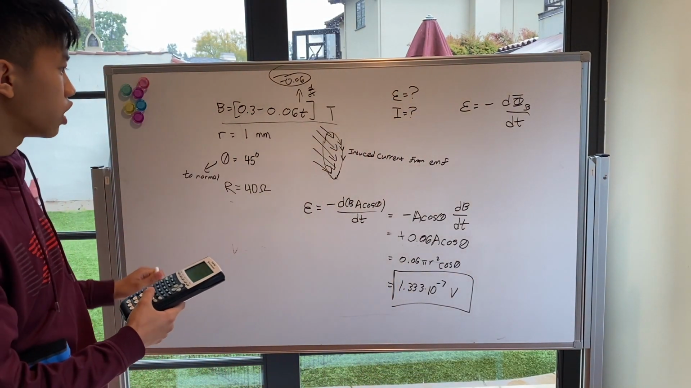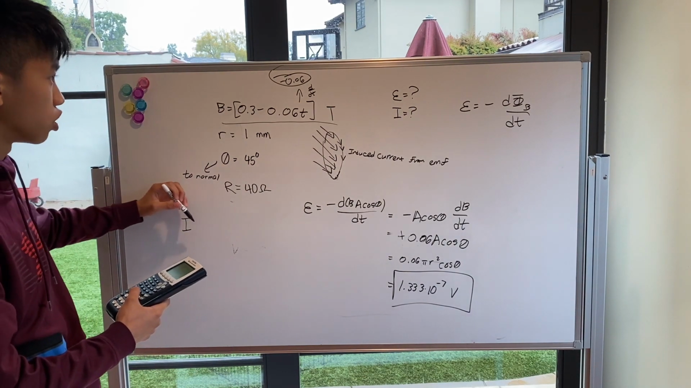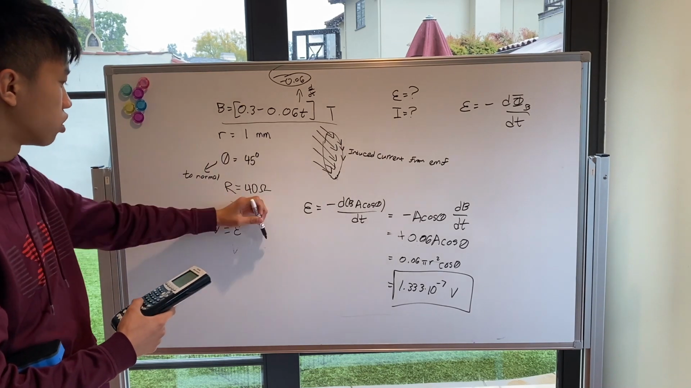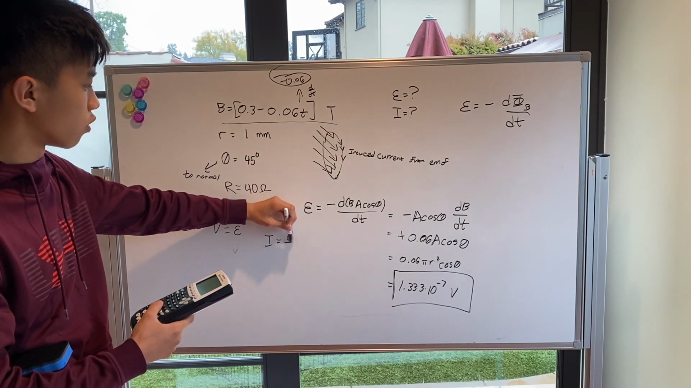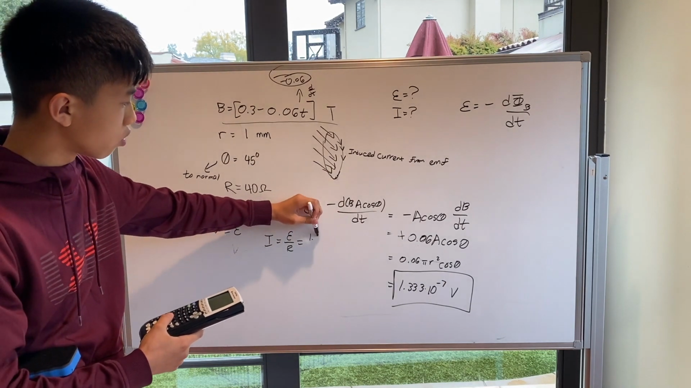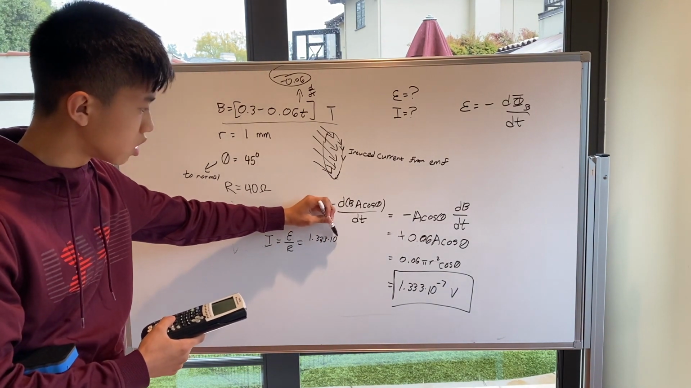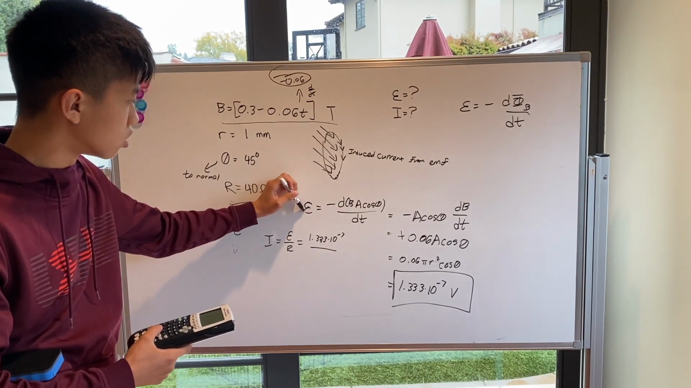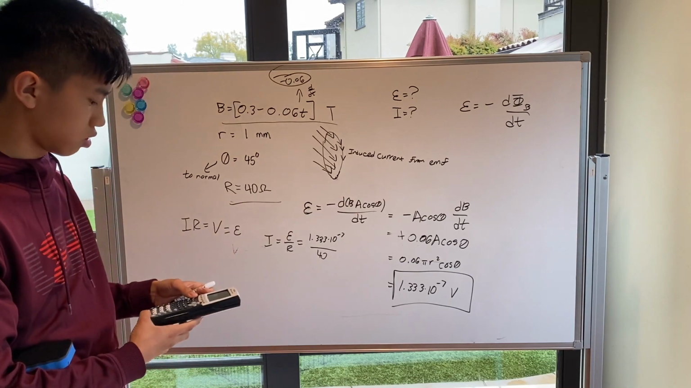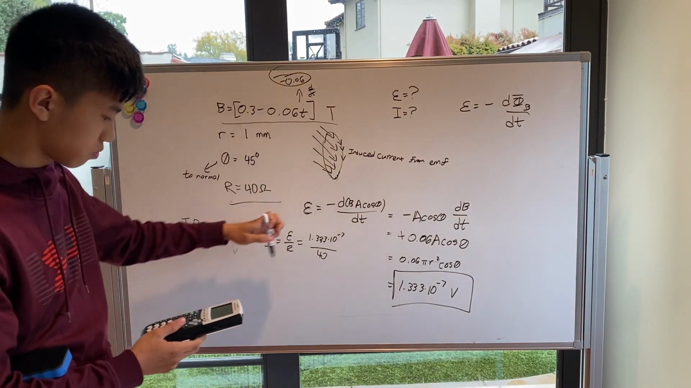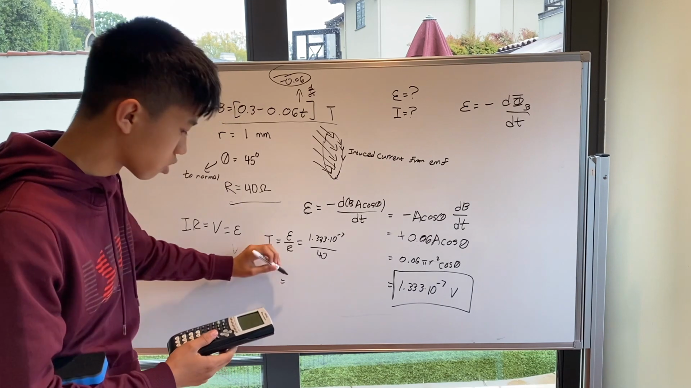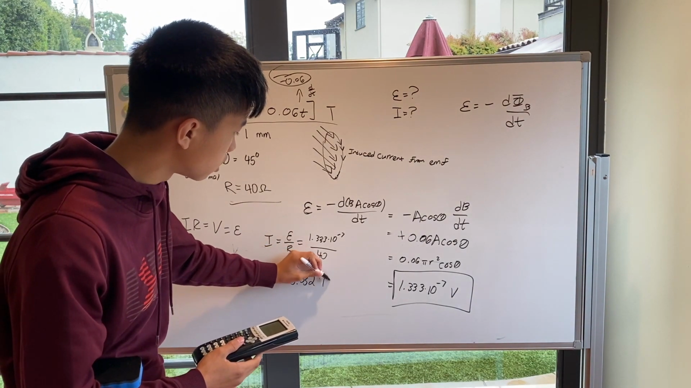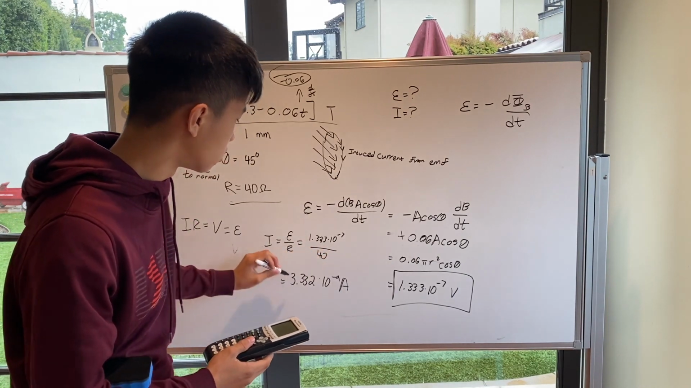And then to find current, it's actually quite simple. Just use Ohm's law. IR equals V equals EMF. So I equals EMF over R. Our EMF is 1.33 times 10 to the negative 7th. Our resistance is given right here, so R is 40. So our current is 3.332 times 10 to the negative 9th amperes.